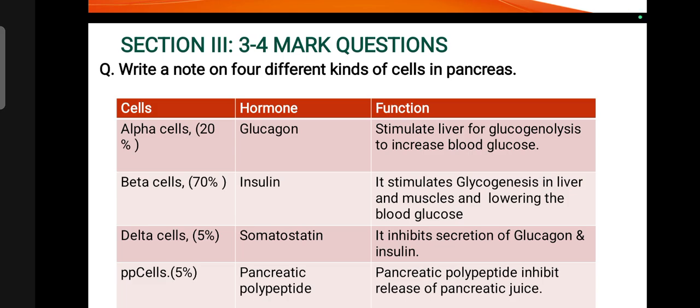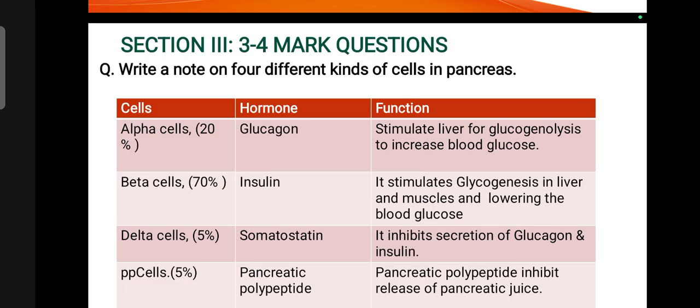Write a note on 4 different kinds of cells in pancreas. So here the cells, the hormones secreted by those cells and the functions are given. Alpha cells 20%, beta cells 70%, delta cells 5% and PP cells 5%.